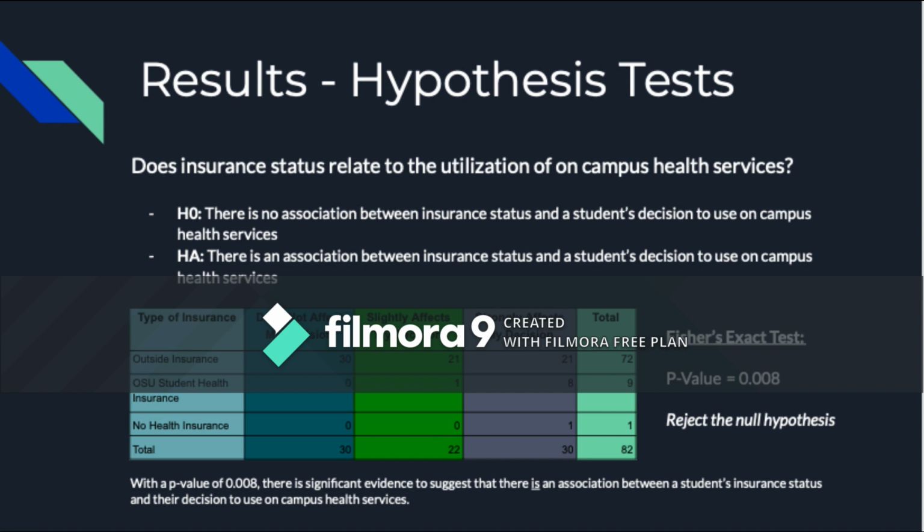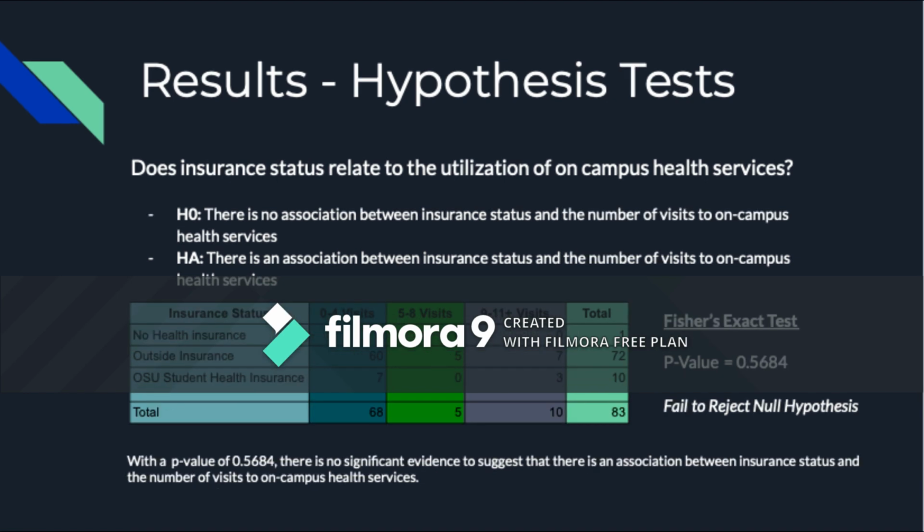Our dependent variable was the respondent's self-reported level of which insurance status affected their decision to use on-campus health services, which was broken down into the categories of does not affect my decision, slightly affects my decision, and strongly affects my decision. We also had a single empty response, which was left out of the calculation. We analyzed this data with a Fisher's exact test, which resulted in a p-value of 0.008. This falls below our significance level of 0.05, and so we rejected the null hypothesis. There is significant evidence to suggest that there is an association between insurance status and the decision to use on-campus health services.